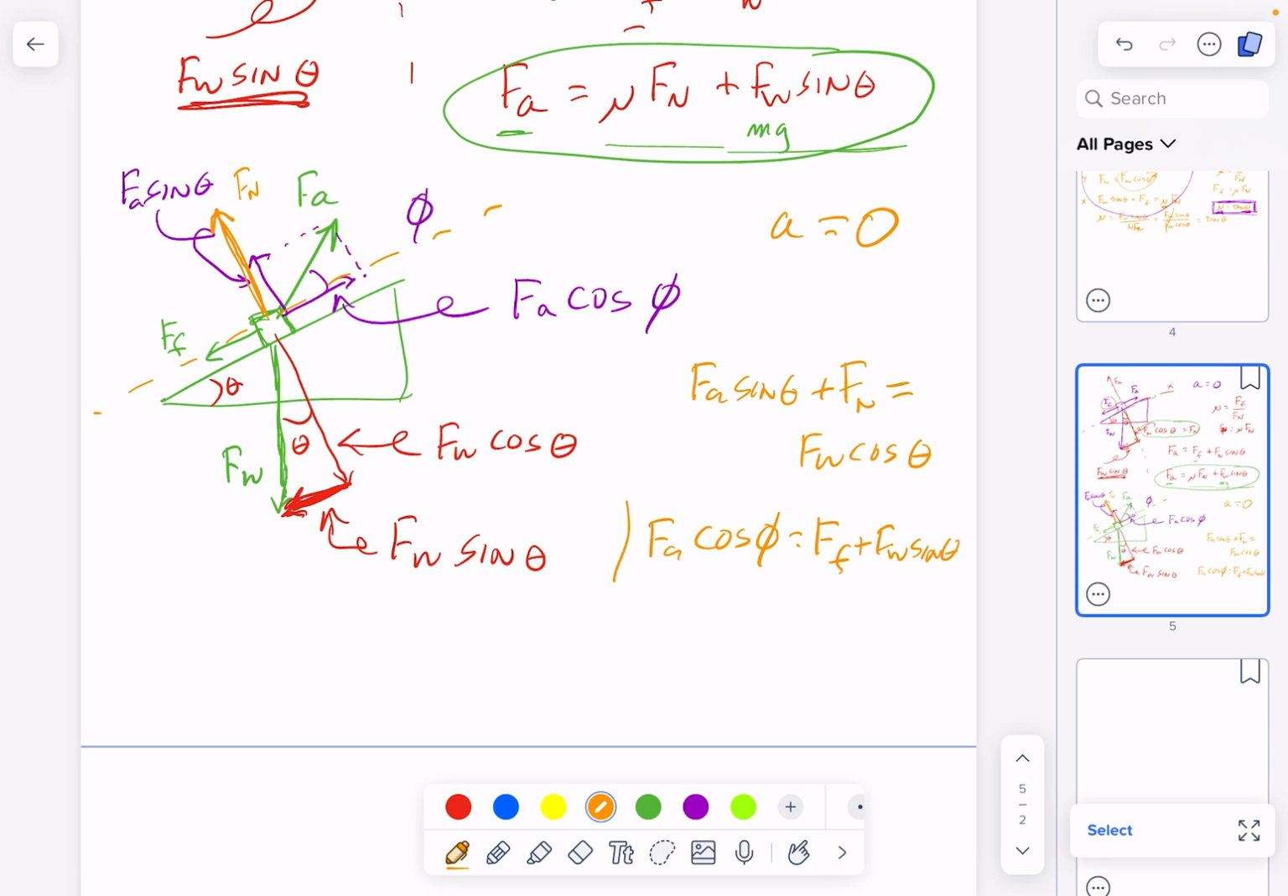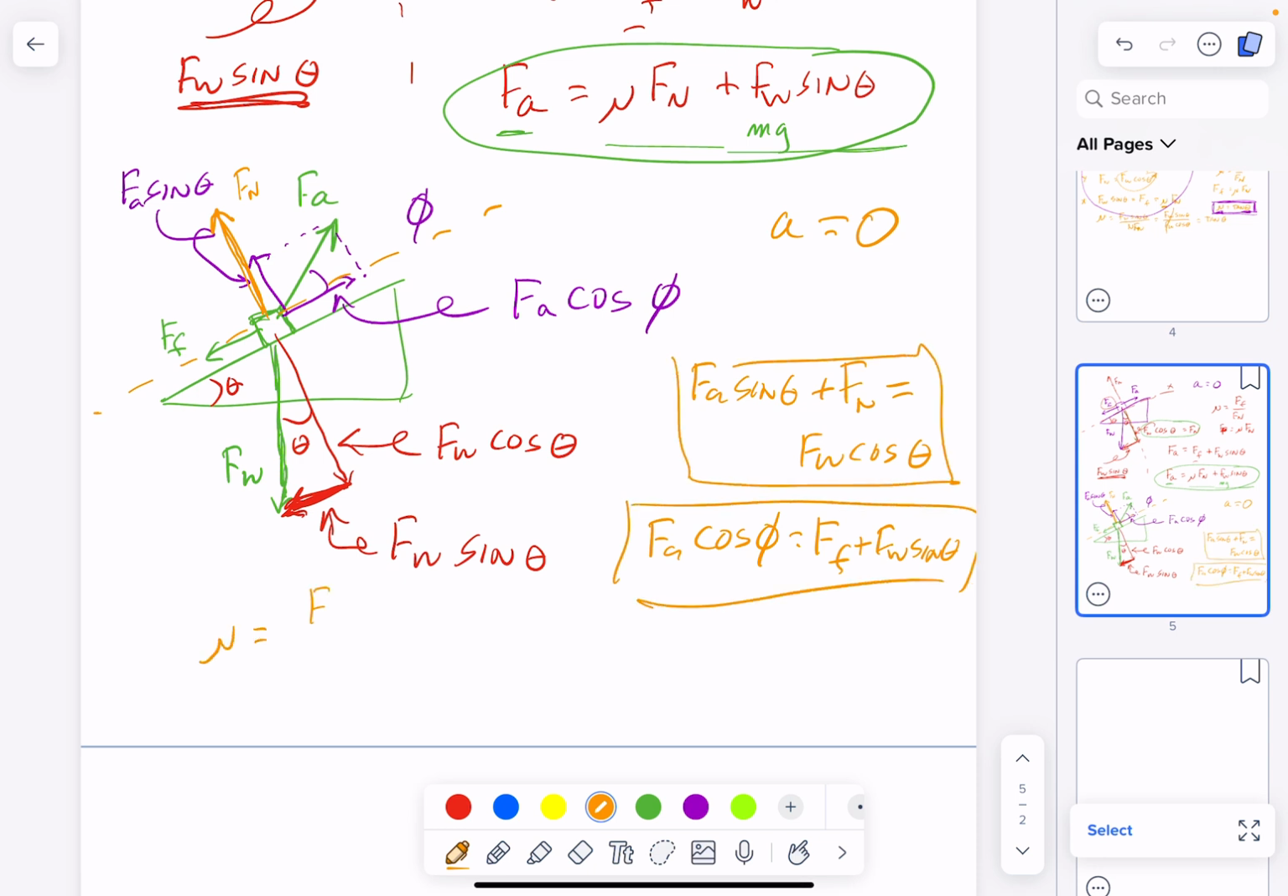And so we've got this equation, we've got this equation, and of course we always have mu equals F sub F over F sub N. And so at this point I begin to simplify my equations by plugging in whatever values the problem gives me. And we will stop there.